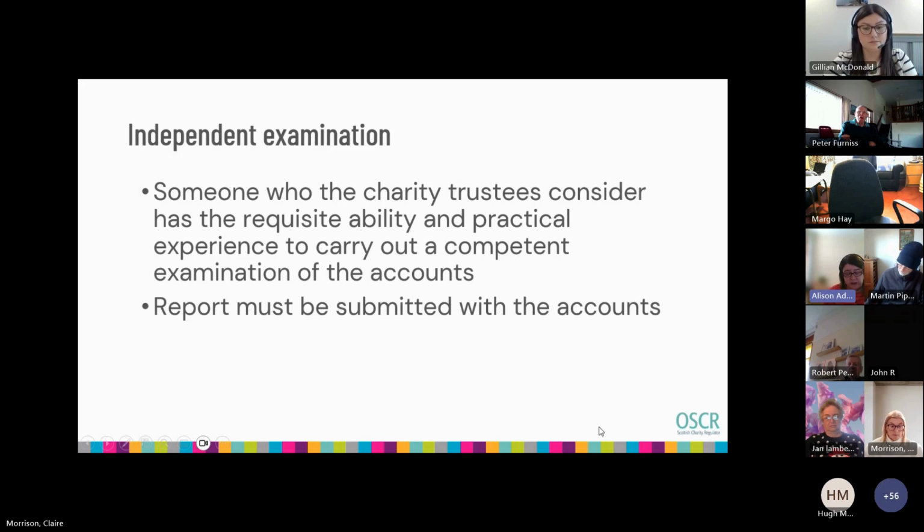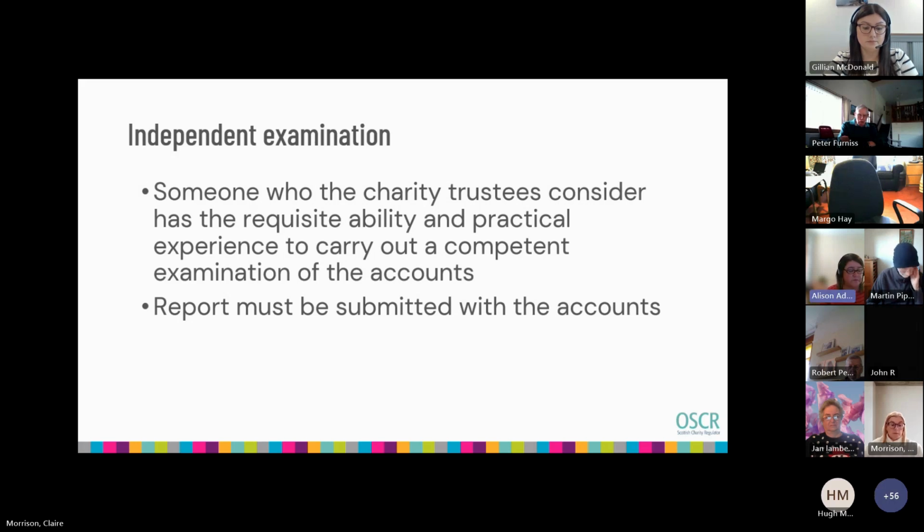An independent examiner should review the accounting records kept by the charity and compare them with the accounts that have been prepared from those records. Although an independent examination is not as rigorous a check as an audit, we would still expect the examiner to verify that the figures in the accounts are correct.